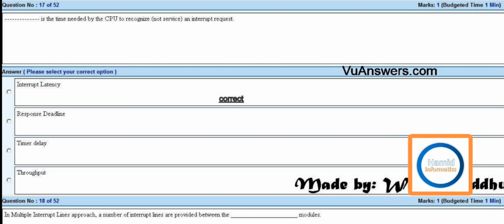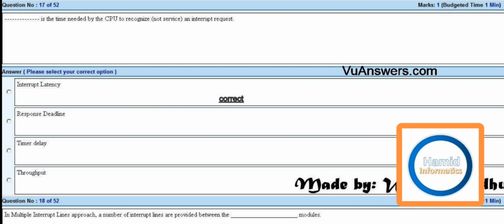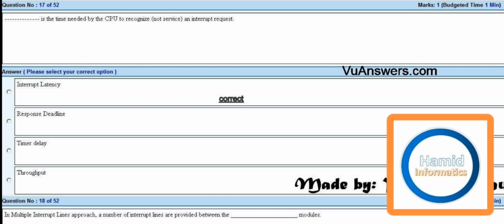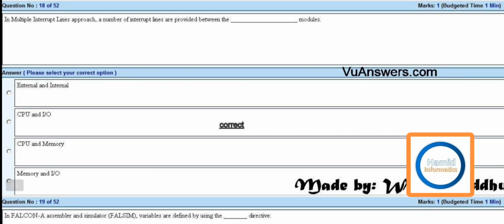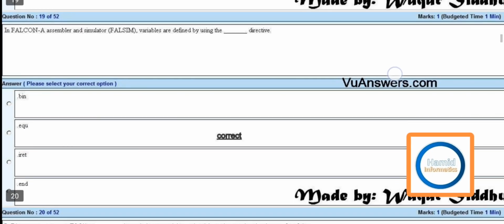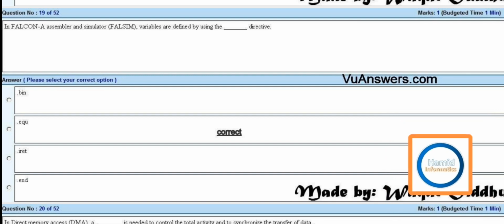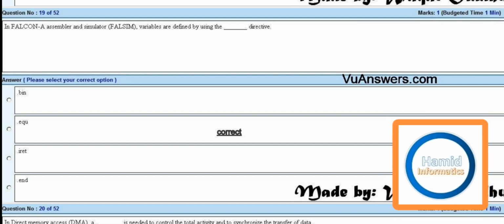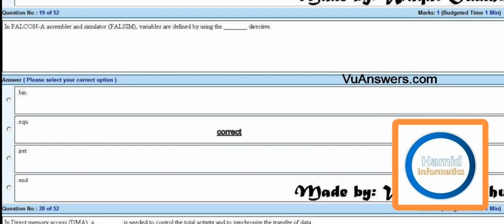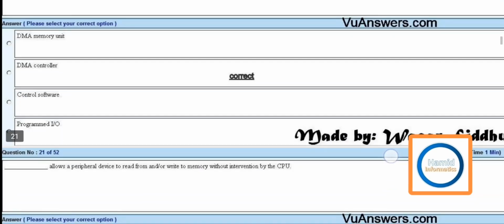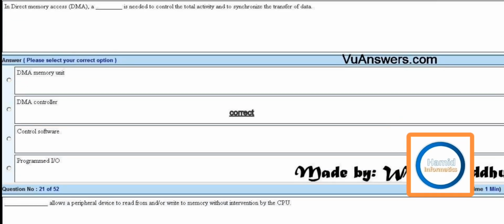Dash is the time needed by the CPU to recognize, not service, an interrupt request, and the answer is interrupt latency. Next question: in the multiple interrupt lines approach, a number of interrupt lines are provided between the dash modules, and the answer is CPU and I/O. Next: in the Falcon-A assembler and simulator, variables are defined by using the dash directive, and the answer is EQU.